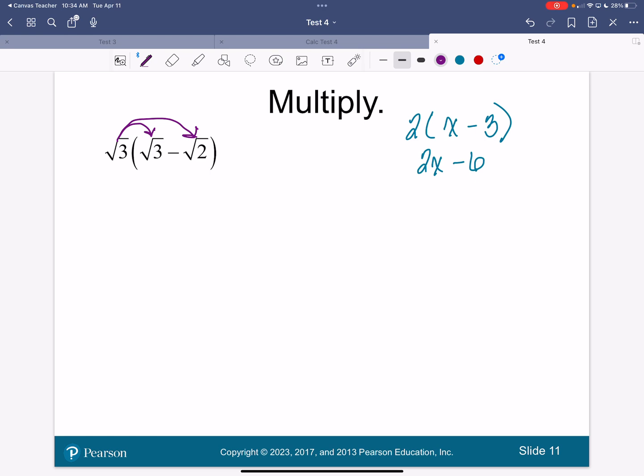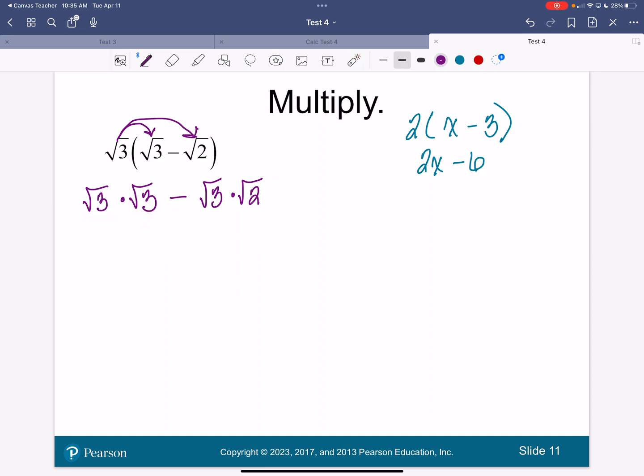So I've got the square root of 3 times the square root of 3. That's my first distribution right there. I'm going to keep the minus. Then I've got square root of 3 times the square root of 2. Now, what is the square root of 3 times the square root of 3? Would that just be 3? It is 3. Square root of 3 times square root of 3 is 3.